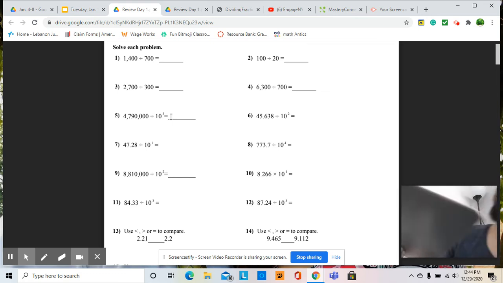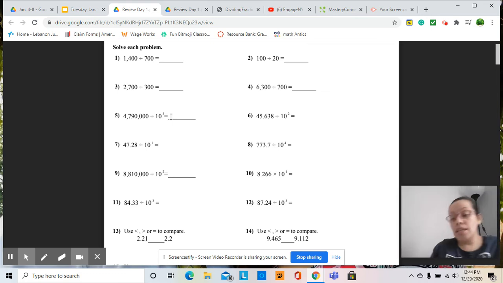Now, if instead of dividing, I was multiplying, I would move the numbers to the right instead of to the left. So we move our numbers from here to here. Now we're going to move them from here to here, okay?